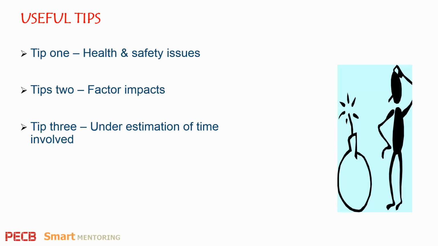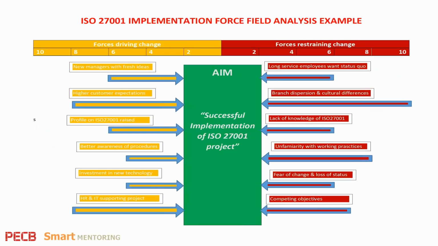And tip 3, there are many factors you need to consider when doing this analysis. When we look at the example, it's been simplified for demonstration purposes. So we'll now go on and look at the example. So we can see in the yellow box across the top that there's a rating from 5 boxes, 2 to 10, and the left hand side looked at the forces driving the change, and the right hand one with the winey colour, you'll see the forces restraining.